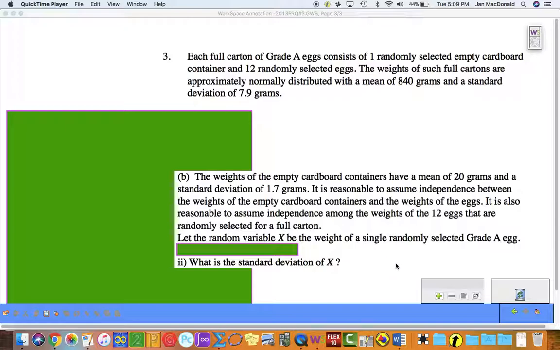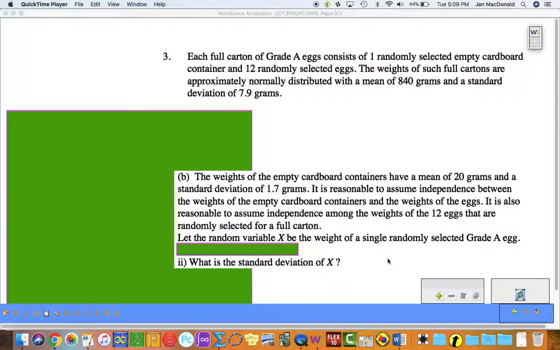In part B, they told us the weights of empty cardboard containers have a mean of 20 grams and a standard deviation of 1.7 grams. They told us it's reasonable to assume independence between the weights of empty cardboard containers and the weights of eggs. And it's also safe to assume independence among the weights of the 12 eggs. So the question is, what is the standard deviation of X?